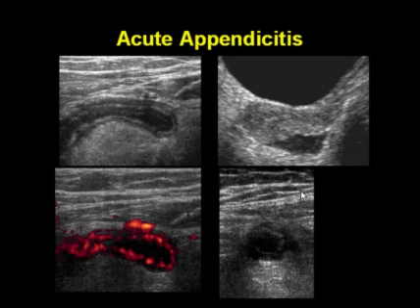When the appendix is well visualized, we can also confidently make a diagnosis of acute appendicitis. As you see here, the appendix is well visualized. It contains fluid. It is swollen, measuring more than 6 millimeters from outer to outer edge. We can see here on the left that it is hyperemic with power Doppler, non-compressible, and in this particular case it is associated with a small amount of fluid in the cul-de-sac posterior to the uterus.